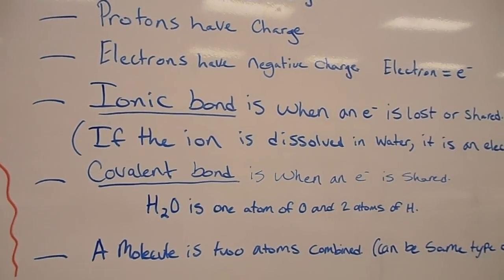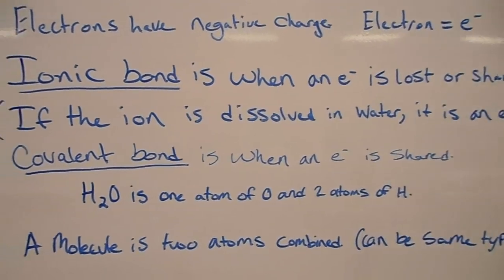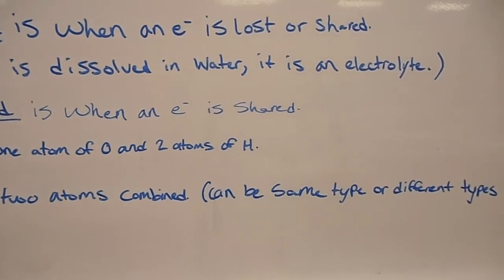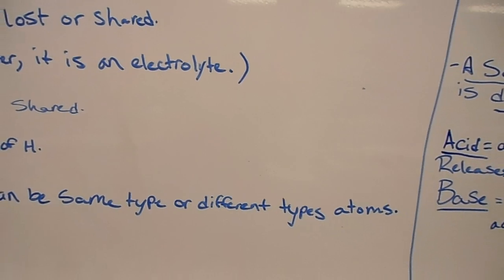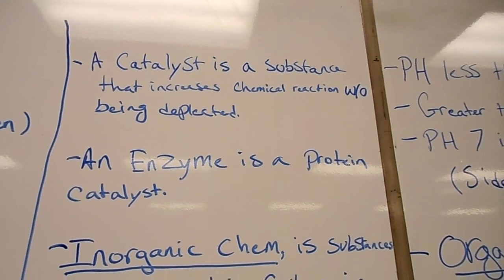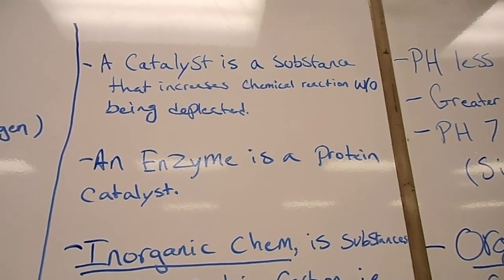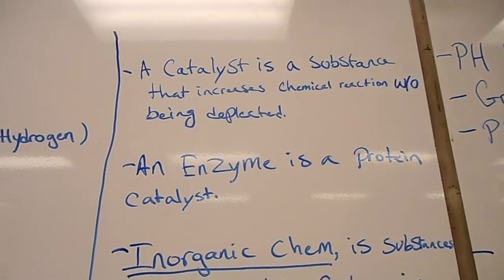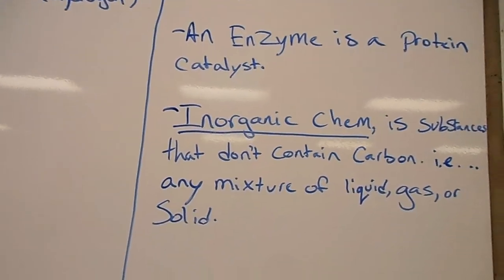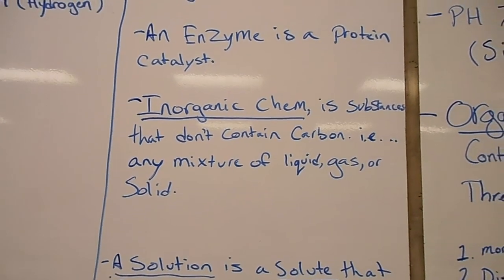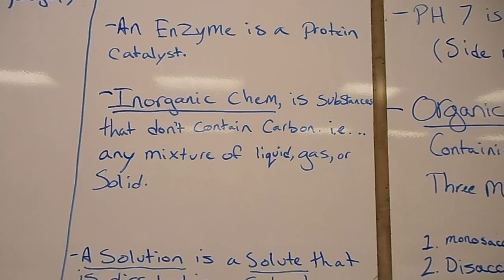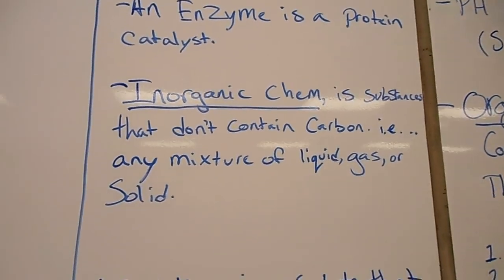H2O is 1 atom of oxygen and 2 atoms of hydrogen. A molecule is 2 atoms combined. Can be the same type or different types of atoms. And then a catalyst is a substance that increases chemical reaction without being depleted. An enzyme is a protein catalyst. And inorganic chemistry is the study of substances that don't contain carbon, i.e. any mixture of liquid, gas, or solid.